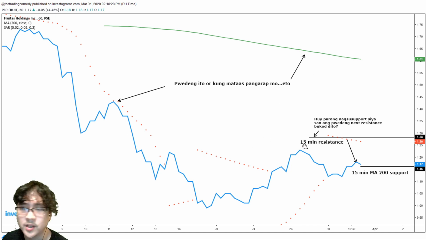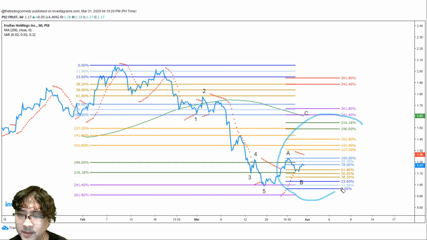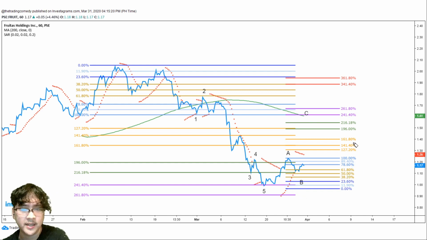And next one. This is actually another interpretation for Frutas. Let's say you were looking at just the hourly chart and you wanted to figure out the entire Elliott move. So usually what I do before figuring out this part, I try to count what the previous wave is. Okay, so this is one example. This is actually one way of counting it.